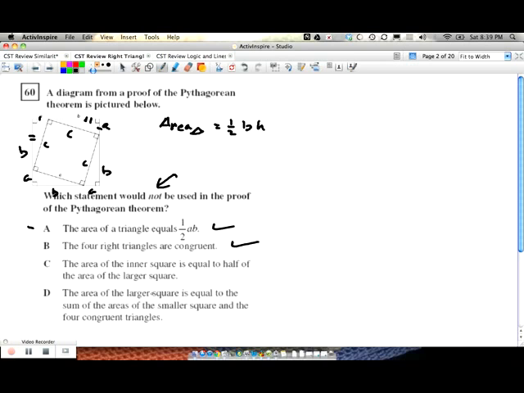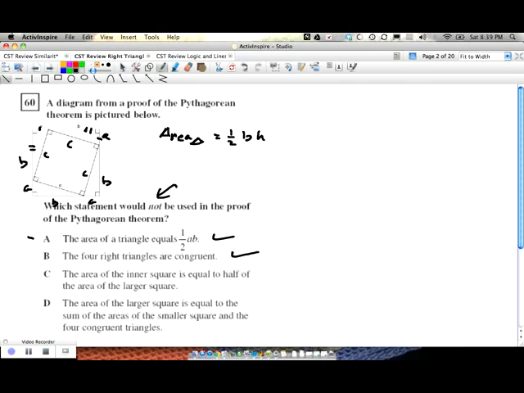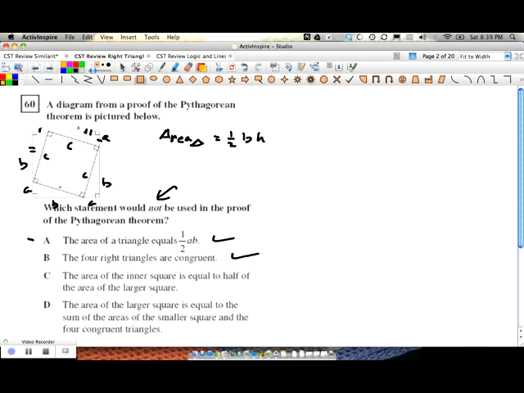The area of the inner square is equal to half of the area of the larger square. I'm a little hesitant on that one. I don't think that it's true, but let's compare it with D and C, which one's maybe more true. The area of the larger square, so the whole square, let's go ahead and make a square. So the area of the larger square is equal to the sum of the area of the smaller square.